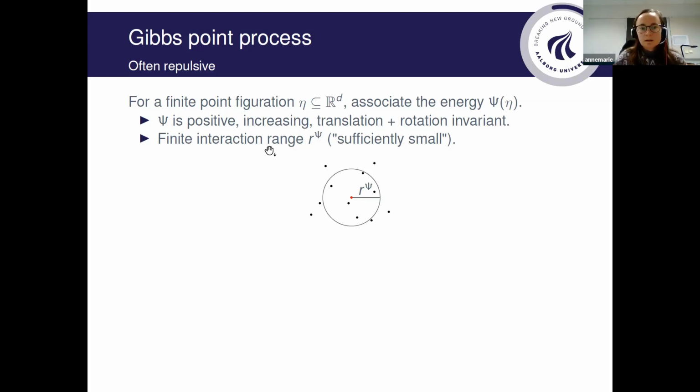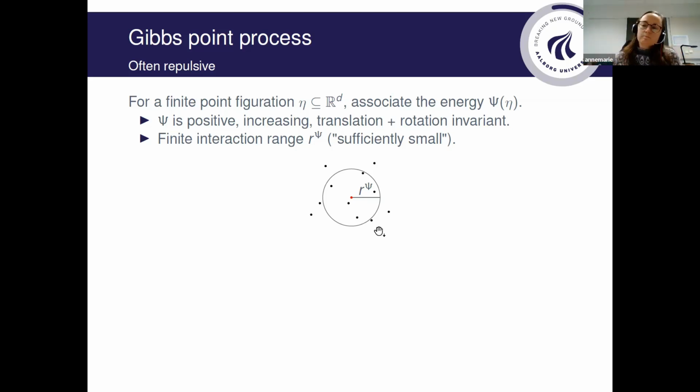Then there's a second assumption, which is very important for us, and that is that we have finite interaction range. That means that if you have a point pattern, these black points here, and you want to add the red point, then the energy will increase, and how much it increases only depends on the points inside this little ball. So we say that the red point here doesn't interact with the points outside the little disk.